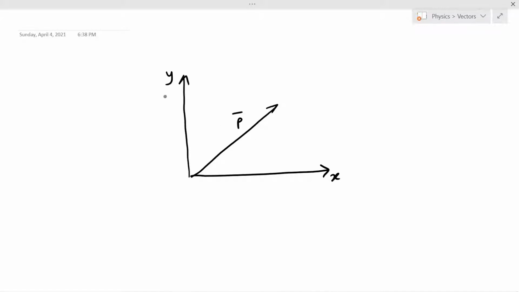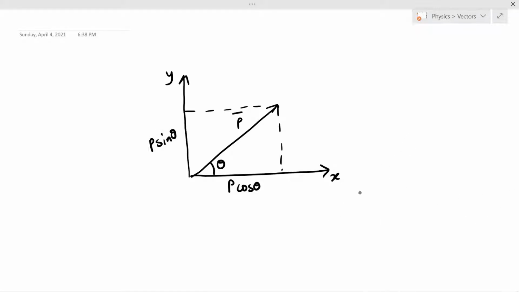Suppose I have an arbitrary vector p bar, then I can always resolve this vector along the x direction and y direction with respect to this coordinate system. So what is the x component of this vector? It is p cos theta, if theta is the angle between p bar and the x axis, and the y component is p sin theta.